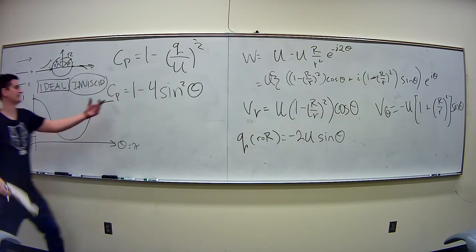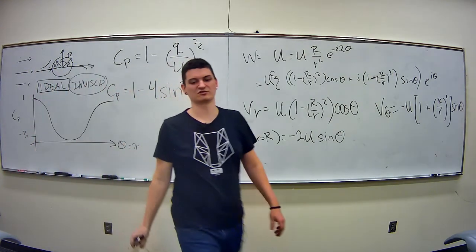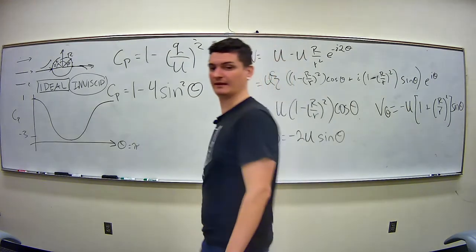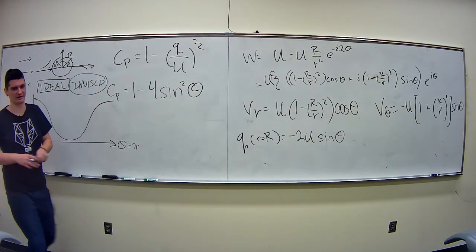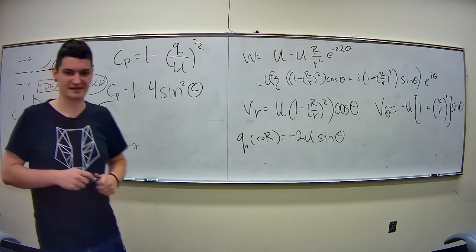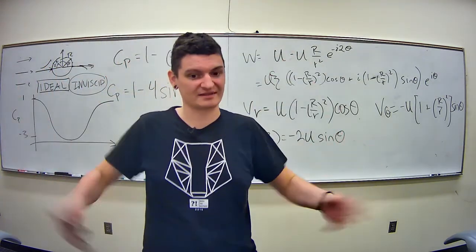Inviscid. That is this model function of what this graph should look like. And it looks like this. It's ideal because I have total pressure recovery. There are no losses in this flow. Clearly there are no losses. This is inviscid.